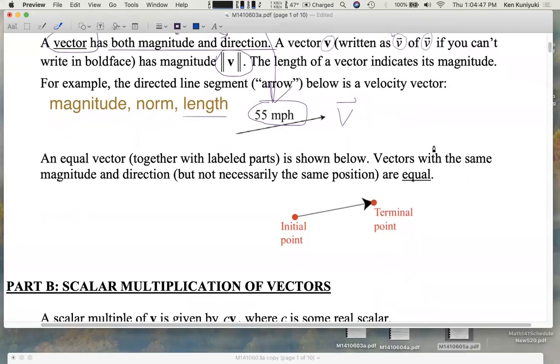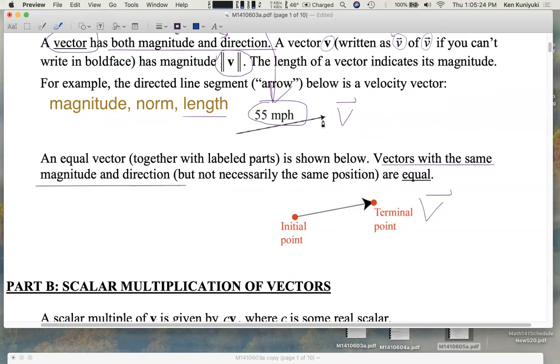This vector is equal to this vector. So these are 2 representations of the same vector. These are equal vectors because they have the same magnitude and direction, even though they don't hold the same position on the page. So remember, vectors are characterized by magnitude and direction, not by position. We have the right to move these things around. These are 2 perfectly good representations of the vector V. They have the same length and the same direction, but not necessarily the same position. These are equal.